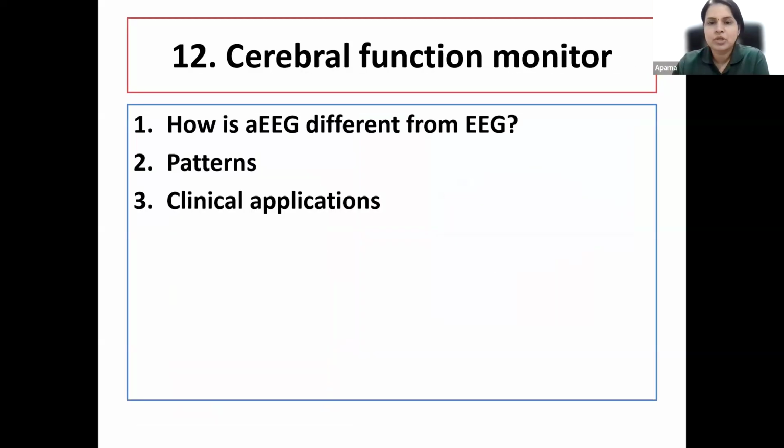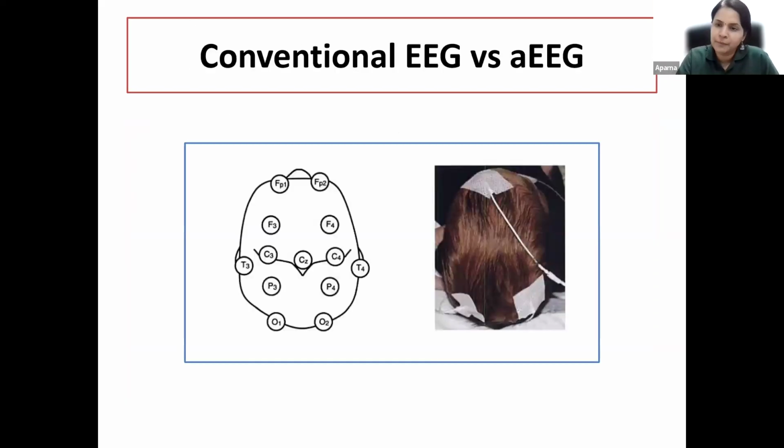So this is one of the most commonly used equipment in the neonatal ICUs. Next, we'll discuss CFM or amplitude integrated EEG. Now, in recent days, the cerebral function monitor has come up in a big way, and this machine helps us to monitor something called amplitude integrated EEG, which is one of the forms of monitoring the neurophysiology of the baby. And it helps us to identify different clinical applications and patterns of encephalopathy in the baby.